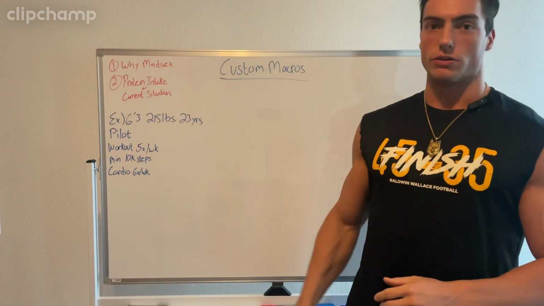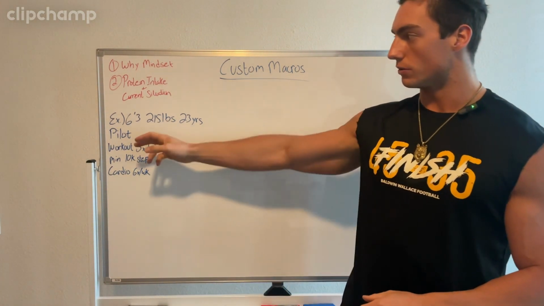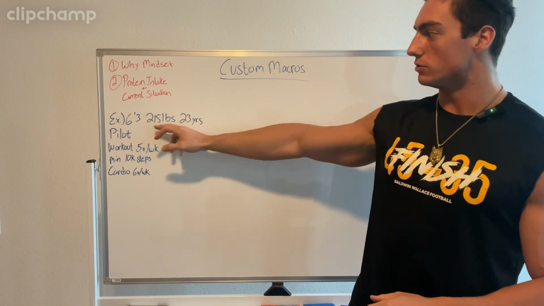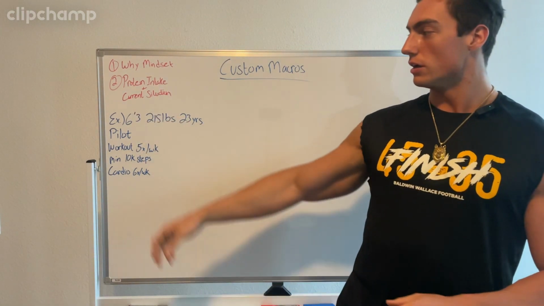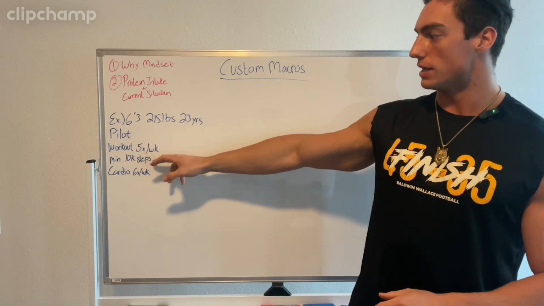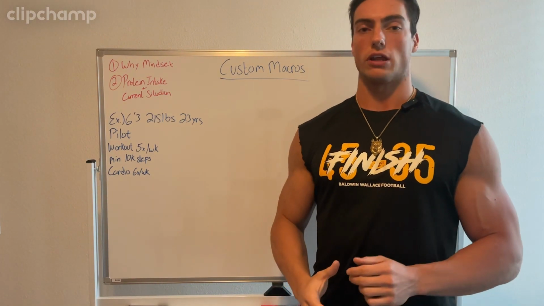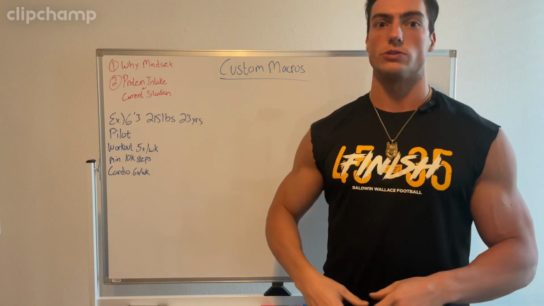So I'll give you a client example I work with. We have a client that's 6'3", 250 pounds, and 23 years old. He's also a pilot. He works out five times a week, minimum 10K steps, and also does cardio 6 times a week. Now I'll show you how you customize macros in this formula.